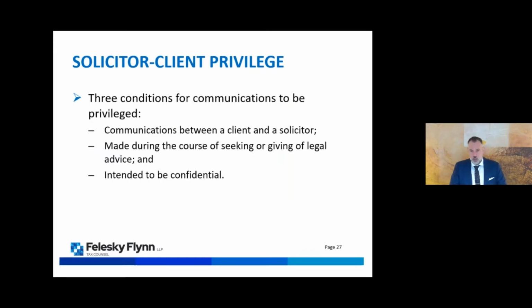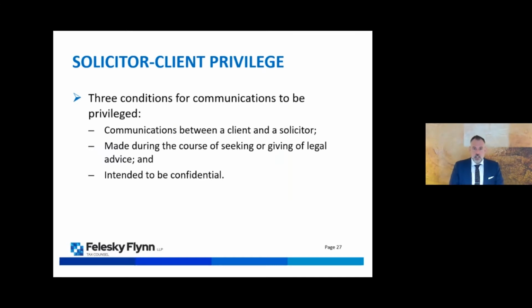Often there's some communications with third parties in the course of obtaining legal advice. In the tax context, often we'll have accountants involved and lawyers involved, and to the extent that the accountants act as interpreters of the advice or provide information for the purpose of obtaining the legal advice, then those communications with the third parties can fall under the umbrella of communications between a client and a solicitor.